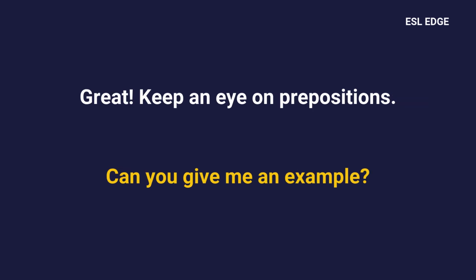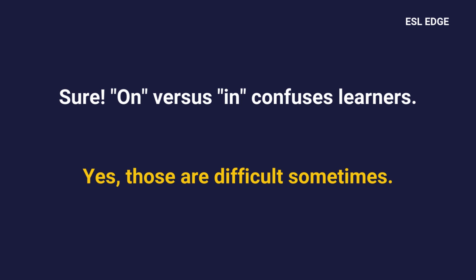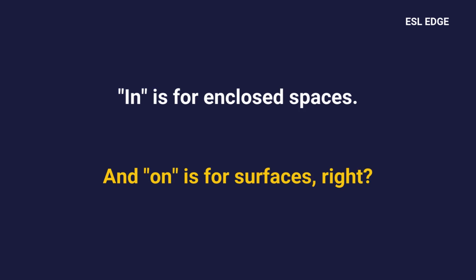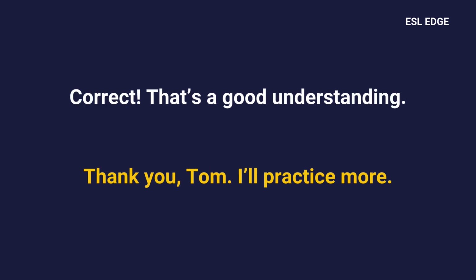Great. Keep an eye on prepositions. Can you give me an example? Sure. On versus in confuses learners. Yes, those are difficult sometimes. In is for enclosed spaces. And on is for surfaces, right? Correct. That's a good understanding.